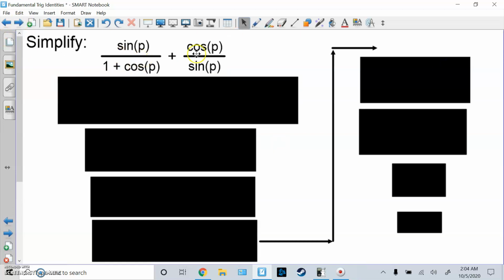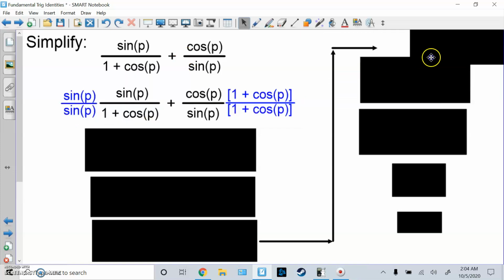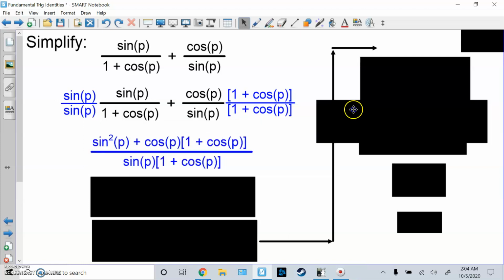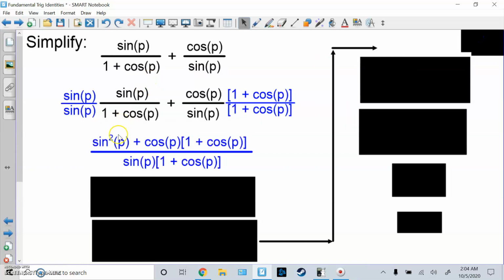Alright, here's another one, adding fractions. So first, we gotta do common denominator. So I multiply the first one by sine p over sine p, the second one by 1 plus cosine p over 1 plus cosine p. Once I do that, the bottom's the same. I'm not going to even change it. But sine p times sine p is sine squared p, then cos p times this. I'll just leave it like that for now.